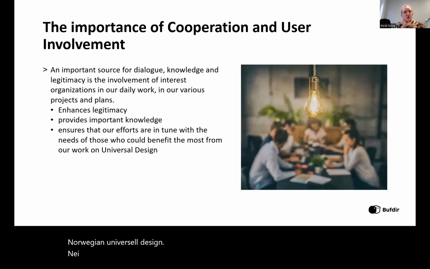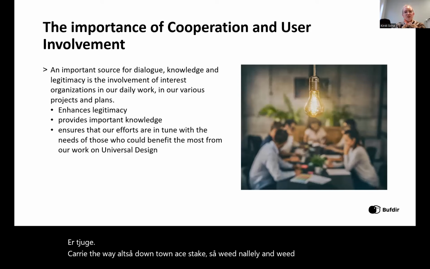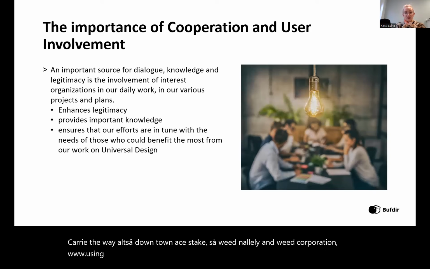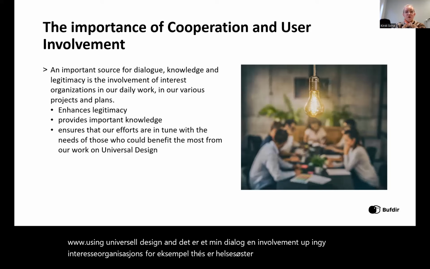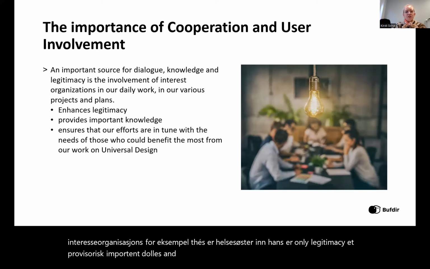Now, I want to state the importance of cooperation and user involvement when working on this, because VIVE.DK does not have a huge carrot, and we also don't have a huge stick. So we need knowledge and we need cooperation when using universal design, and that means dialogue and involvement of interest organizations. For example, this helps us to enhance our own legitimacy. It provides us with important knowledge, and it also ensures that our efforts are in tune with the needs of those who perhaps benefit the most from our work on universal design.